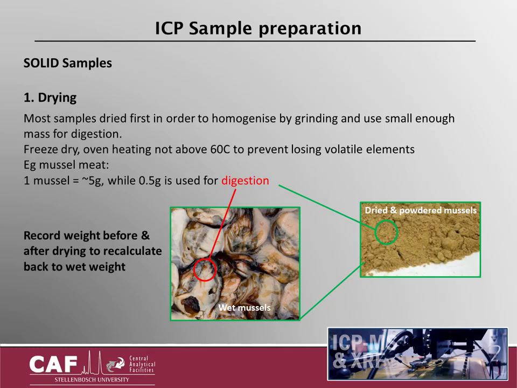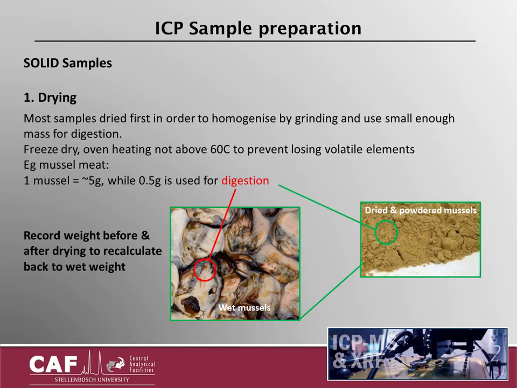So you will need to dry them, grind them into a powder, and only from the dried powder you'll select your 0.5 gram for sampling and digestion. Again, going back to the initial requirement for sampling, what you ultimately analyze must represent the whole of your sample matrix.